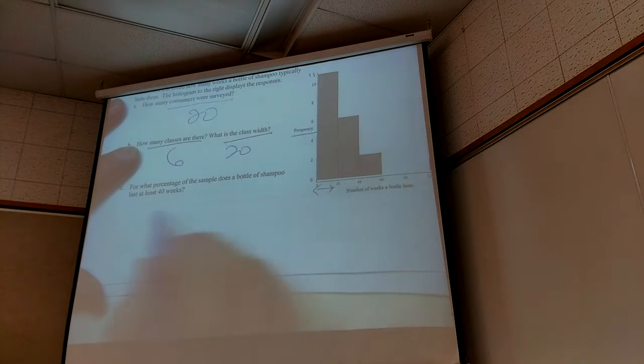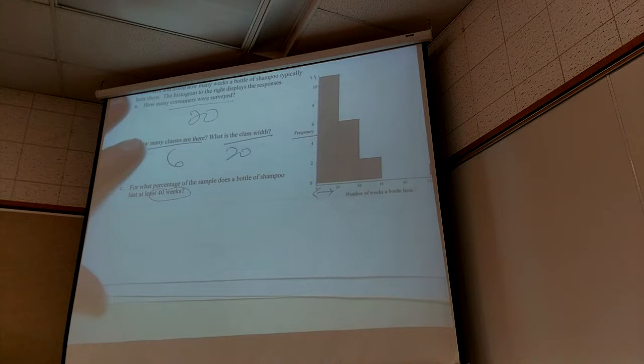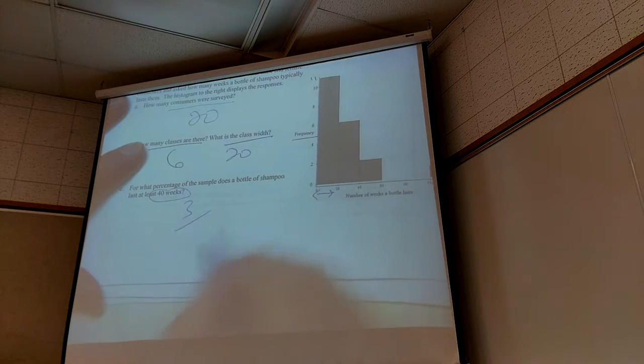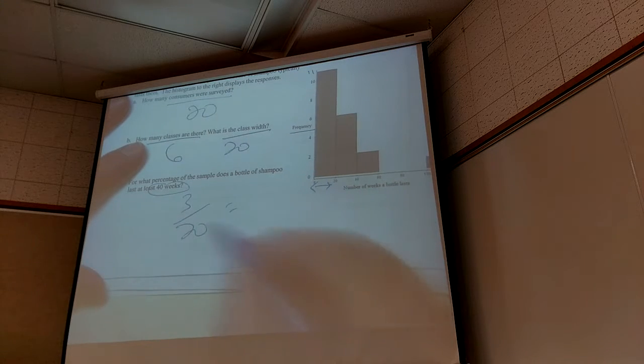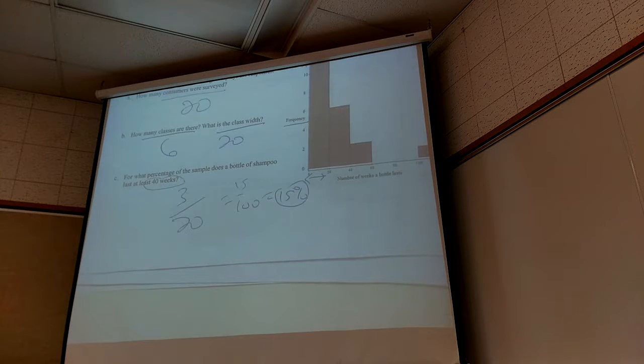For what percentage does it last at least 40 weeks? Well, to get the percentage, I have to first get the number of them. So how many are at least 40 weeks? 3 out of 20 people. If you make that out of 100, that would be 15 out of 100. So that's 15%, because that's what percent means. Percent means out of 100.